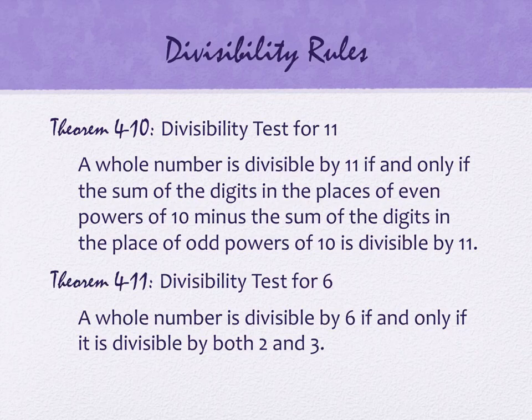So a whole number is divisible by 11 if and only if the sum of the digits in the places of even powers of 10 minus the sum of the digits in the places of odd powers of 10 is divisible by 11. It's harder to write than it is to do. So this warrants an example all on its own. Nothing else has, but this one does.